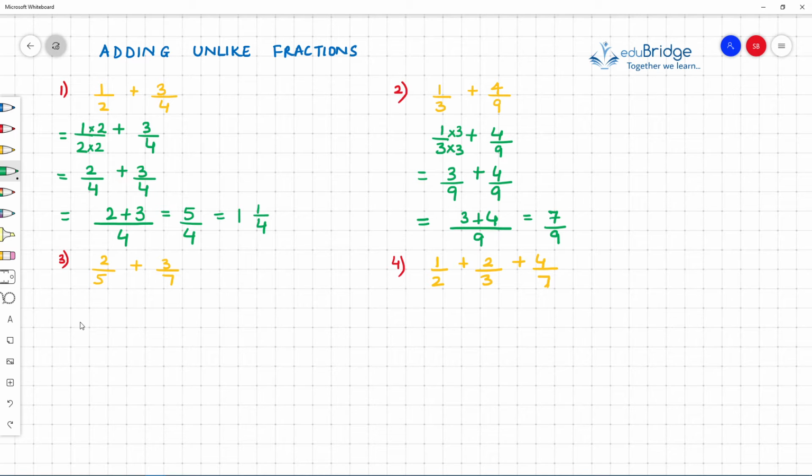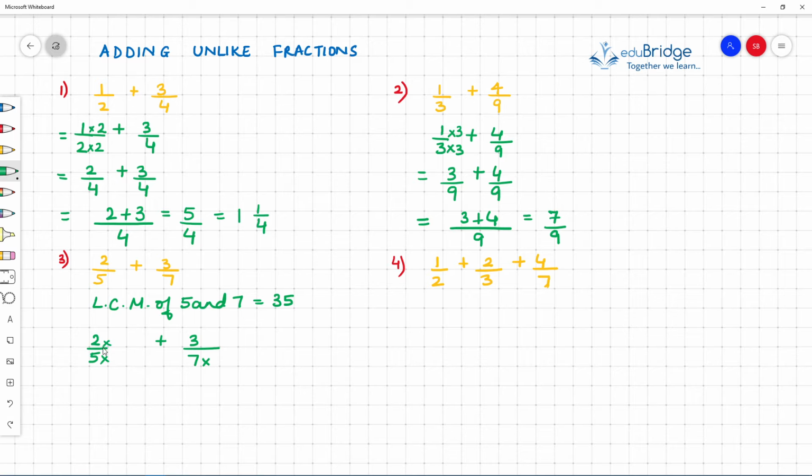Let's move on to the next example. We have 2 by 5 and 3 by 7. Both 5 and 7 are prime numbers, so you cannot really multiply them by anything to get the other number directly. What we do is take the LCM of both the numbers. The LCM of 5 and 7 is 35, 5 times 7 is 35. It means we have to convert both the fractions so that we get the denominator of 35.